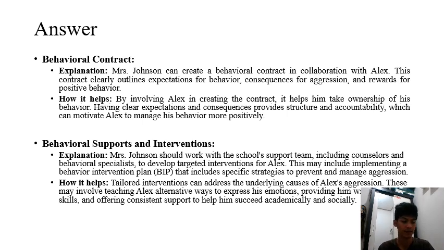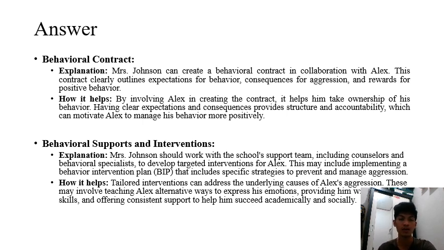Behavioral contract. The explanation is Mrs. Johnson can create a behavioral contract in collaboration with Alex. This contract clearly outlines expectations for behavior, consequences for aggression, and rewards for positive behavior. How it helps: by involving Alex in creating the contract, it helps him take ownership of his behavior. Having clear expectations and consequences provides structure and accountability, which can motivate Alex to manage his behavior more positively.